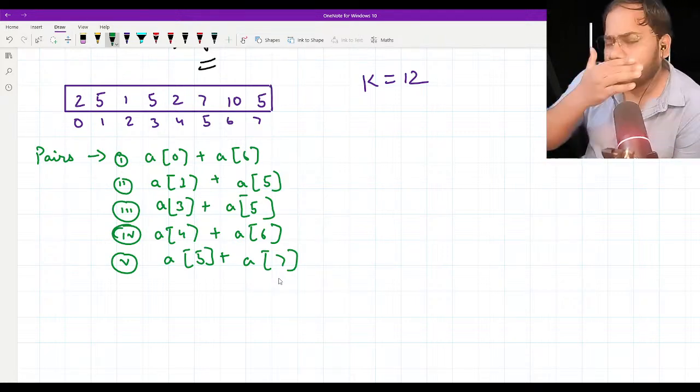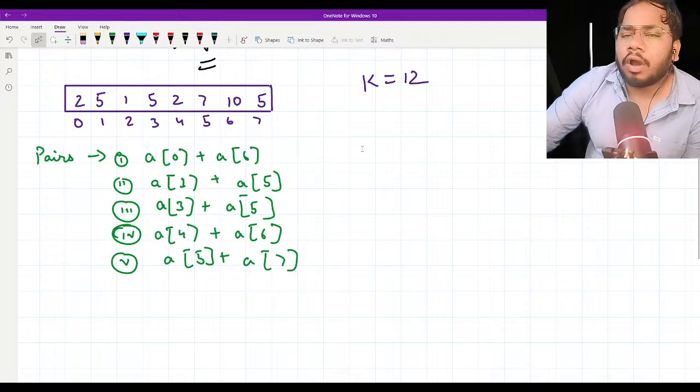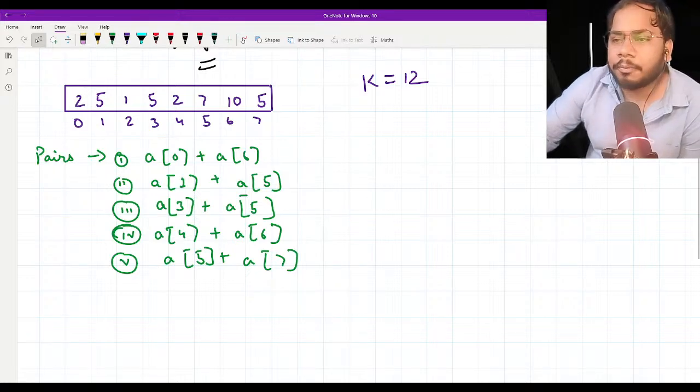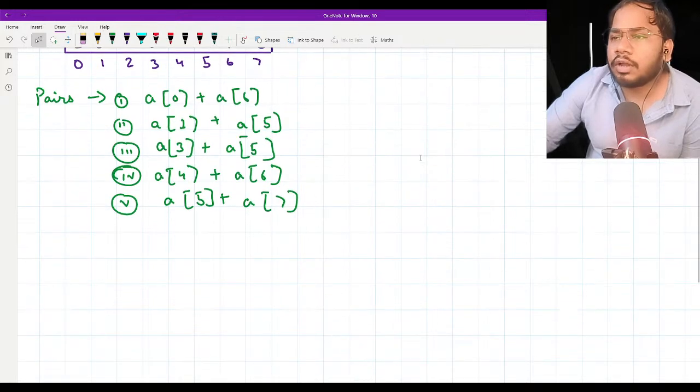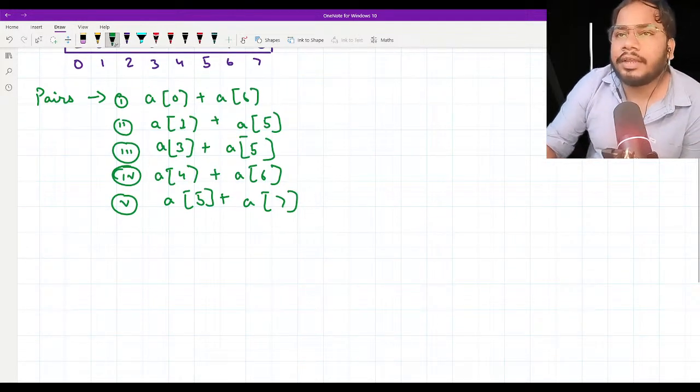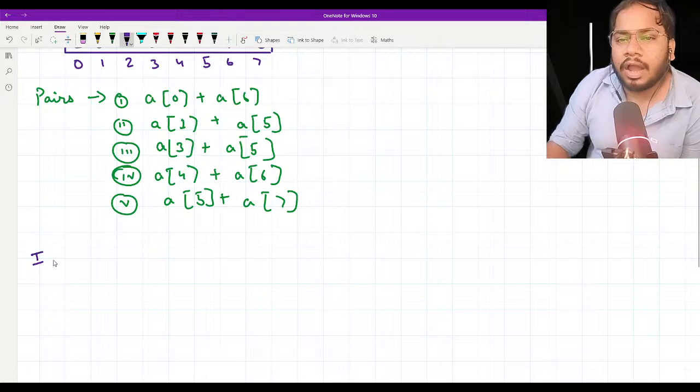This we understood. So how will we find it? The idea number 0 is simple.